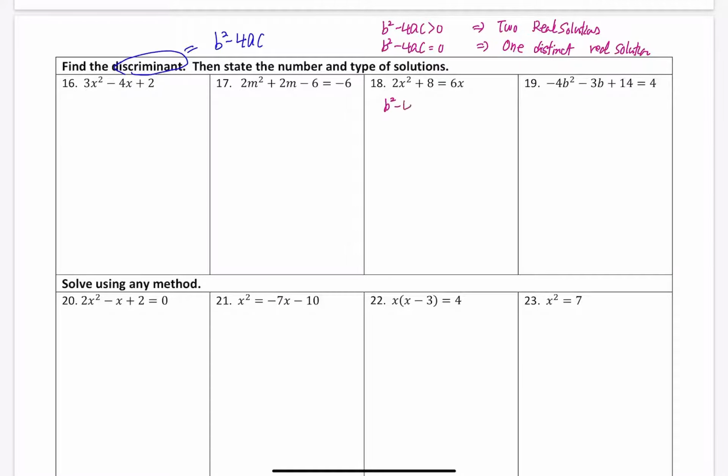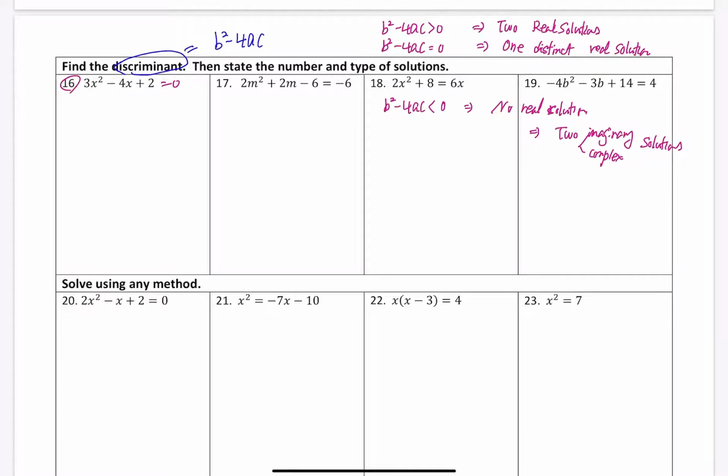If the discriminant b squared minus 4ac is negative, there are no real solutions. No real solution means two imaginary or complex solutions.